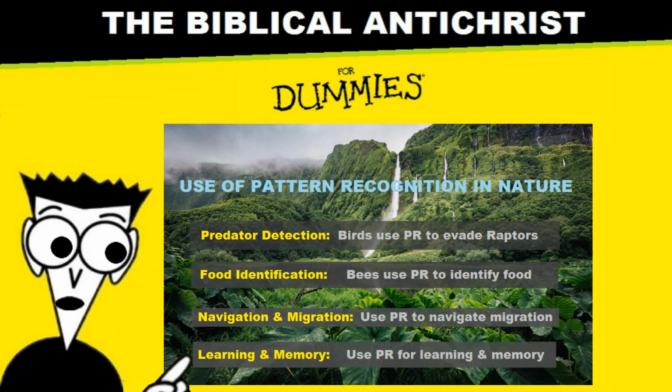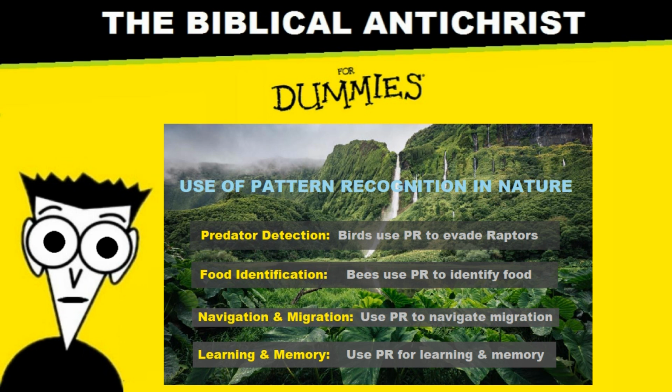Learning and memory. Many animals, including humans, use pattern recognition for learning and memory. Recognizing patterns in their environment helps them remember locations of food sources, water, and safe shelters. If an animal cannot remember the source and location of food by successfully identifying patterns, they will not be able to find food and will starve to death.